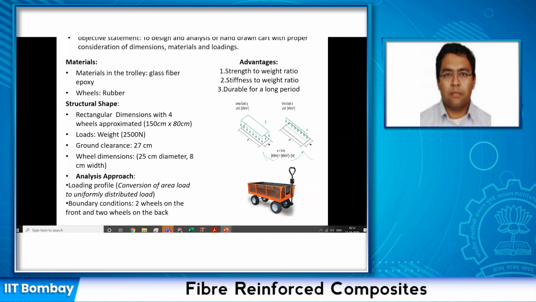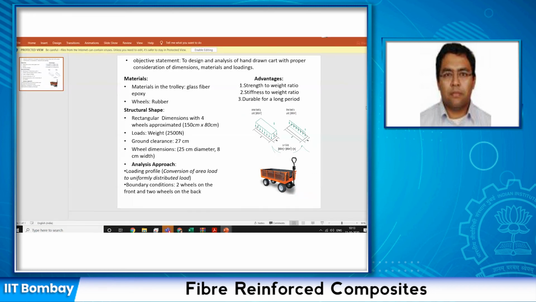Okay. So one question, now you have put the side walls and all that in your cart. So are you going to design those? Hello, can you hear me? Yes, sir. So are you going to design those side walls? Yes, sir. Okay. Because they will all add to the weight of your cart. Yes, sir.